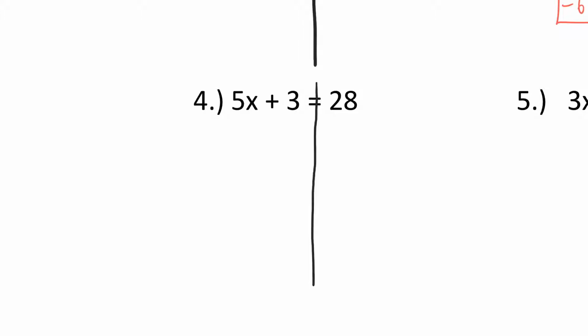All right, so solving for x. All my x's are together already. I just want to get this stuff away from that x. So move it to the other side. So what's my first step here? Okay, I'm going to subtract 3 from both sides. What happens to these two 3's right here? Turned into 0, and 5x plus 0 is 5x. And then 28 minus 3 is 25.